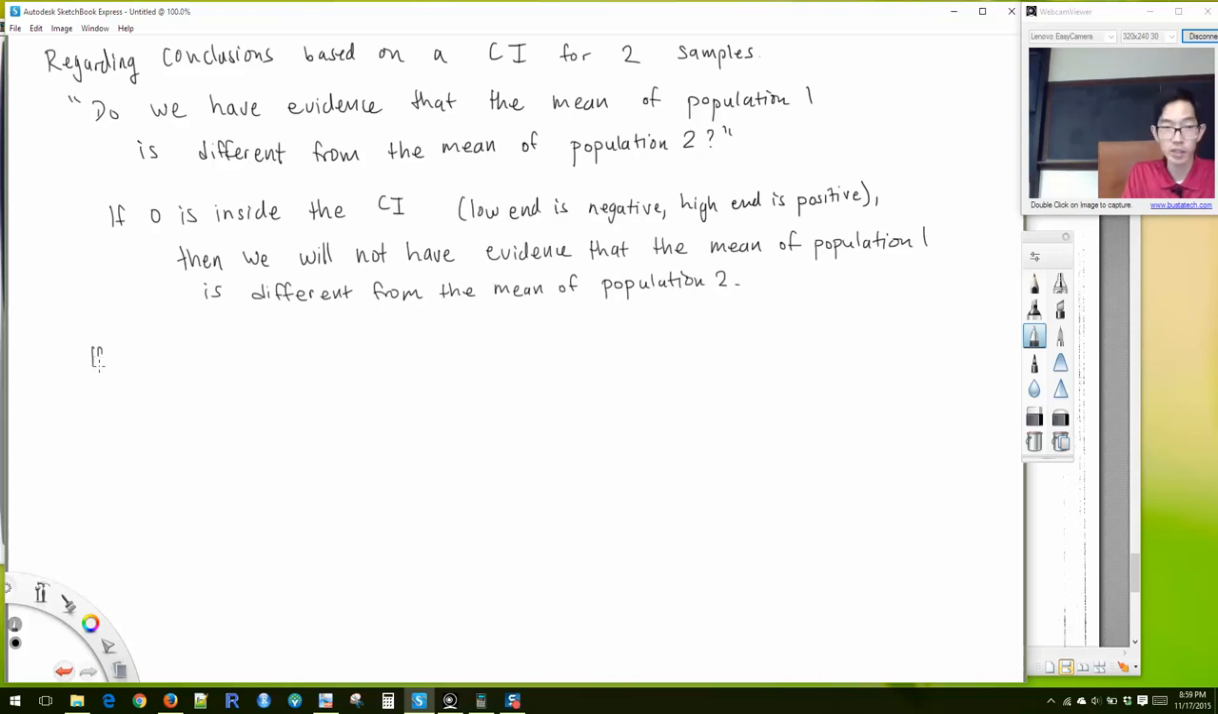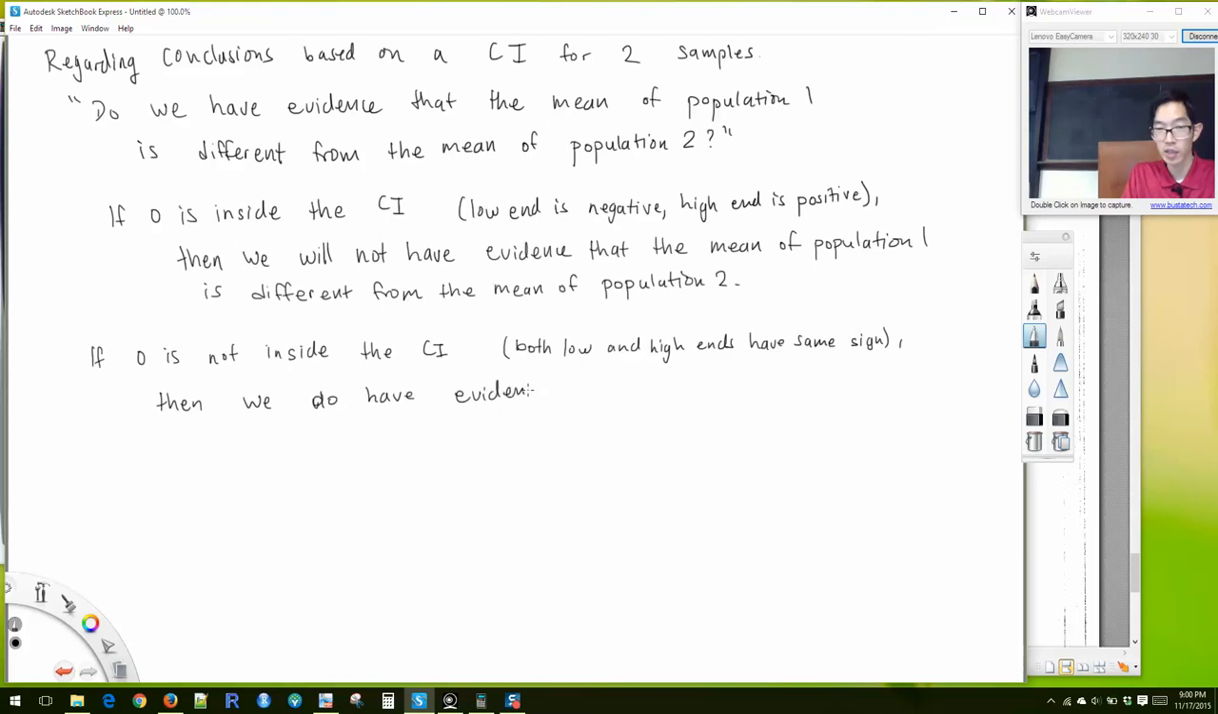And on the other hand, if zero is not inside the confidence interval, so both low and high ends have the same sign, then we do have evidence that the means of the populations are different.